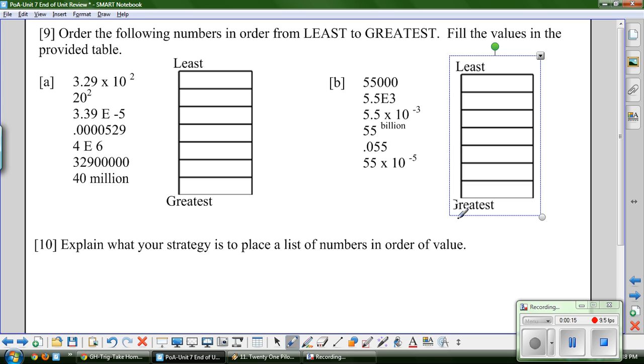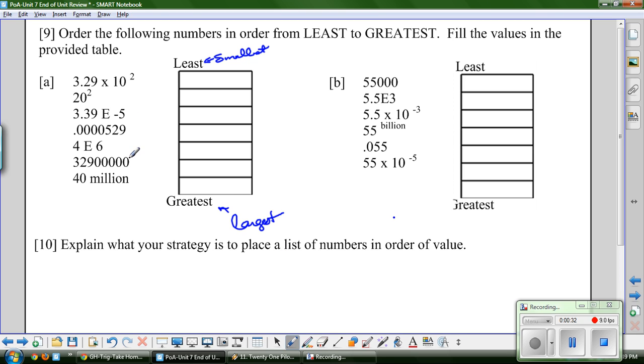So here's something kind of a weird skill. We're talking about ordering from least to greatest. In other words, we're trying to order these numbers from the smallest number to the largest number. But we really need to develop a strategy, which is what question 10 gets at. So I'm going to do that first.